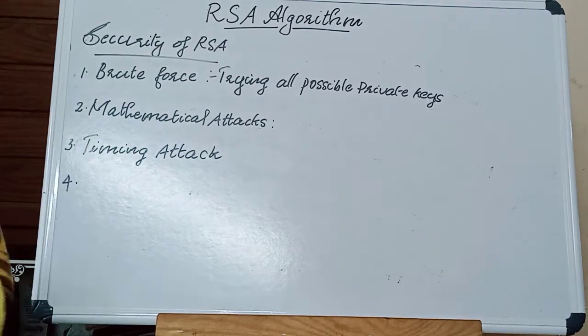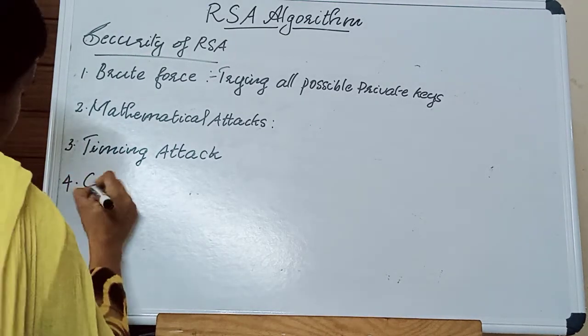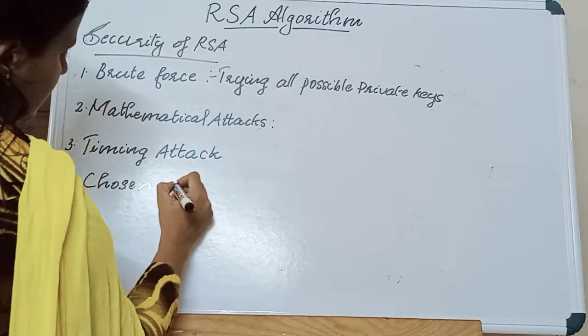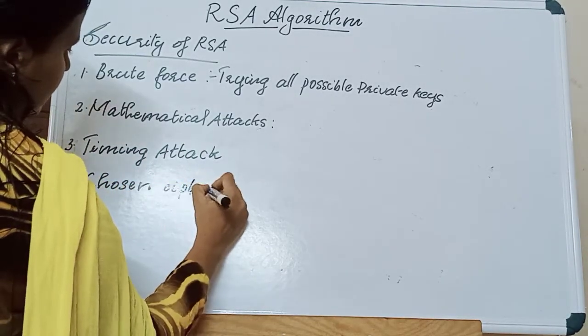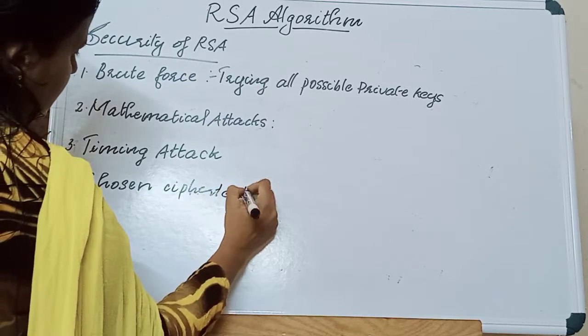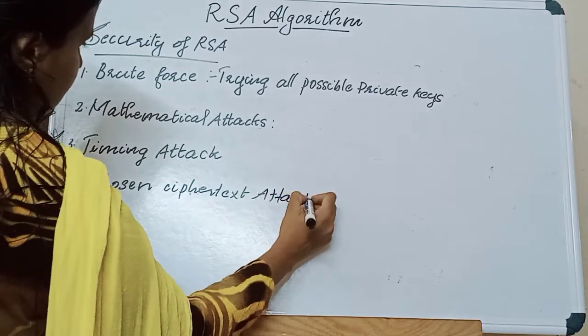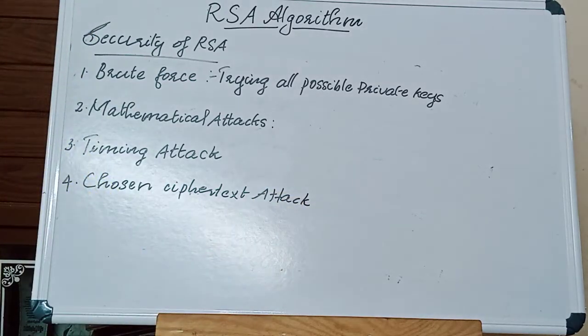Next is the chosen ciphertext attack. This type of attack exploits properties of the RSA algorithm. These are the four different security measures of the RSA algorithm.